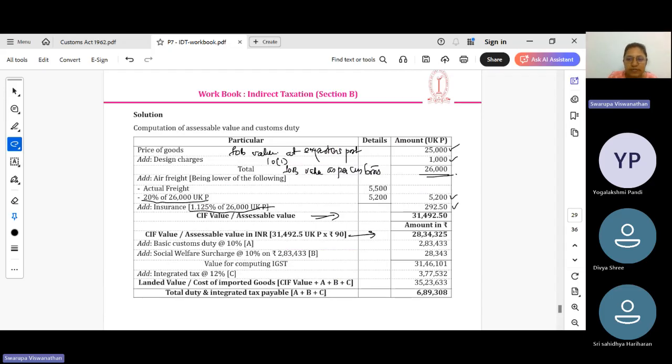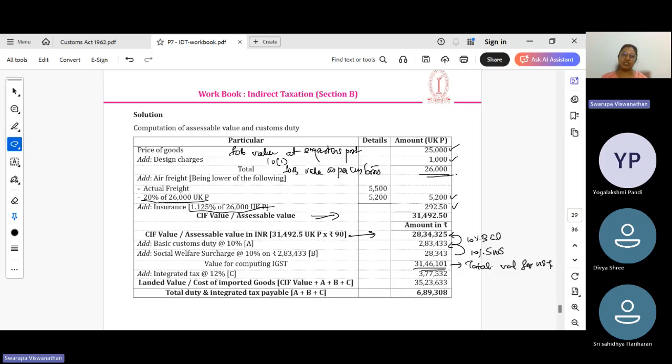First, basic customs duty has to be calculated, which is 10%. And then 10% of basic customs duty will be our social welfare surcharge. Add both of these, you will get the total value for GST, because GST has to be calculated. It should not be calculated on the CIF value. It has to be calculated on CIF plus customs duty.